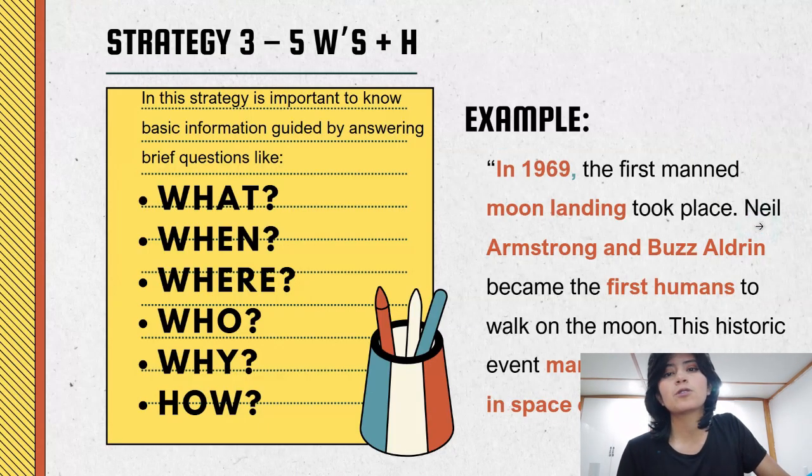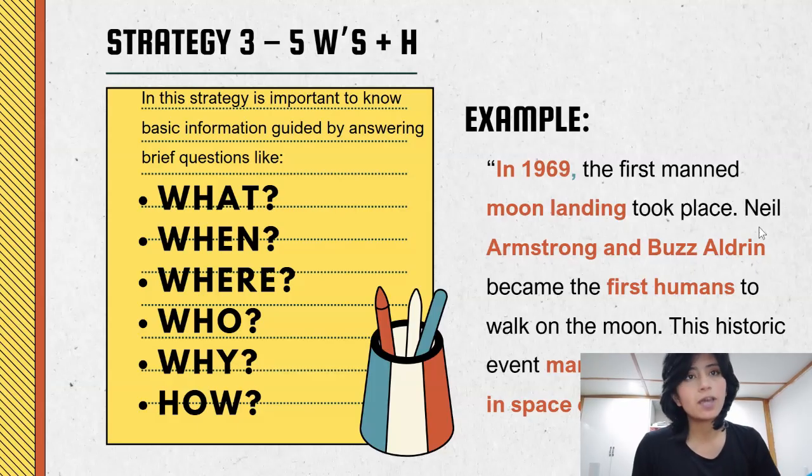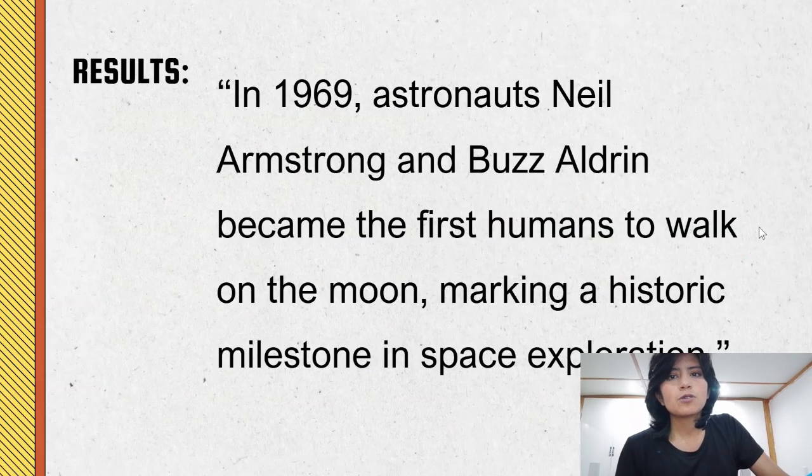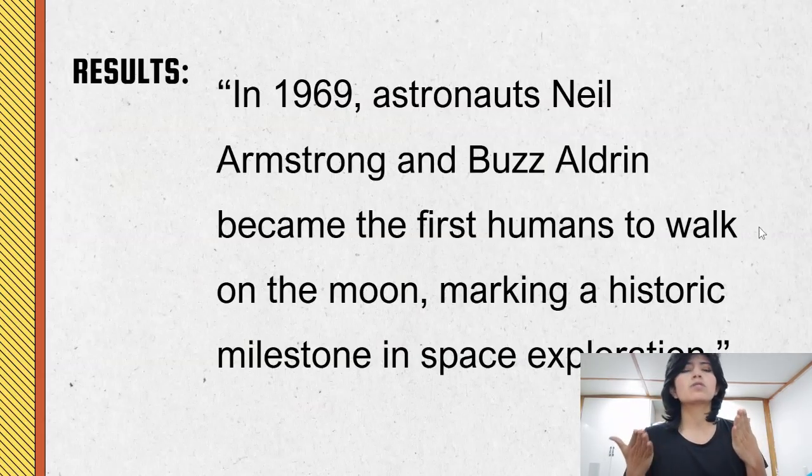The final technique, strategy number 3, is very brief, which is called 5 W's plus H. In this strategy, it's important to know the basic information that we have to know about a text by answering the following questions: what, when, where, how, who, and why. In this example, I am talking about the first moon landing. So we have the date when it happened, what was happening, who was doing it, and why that was important. So in my result, in 1969, astronaut Neil Armstrong and Buzz Aldrin became the first humans to walk on the moon, marking a historic milestone in space exploration.